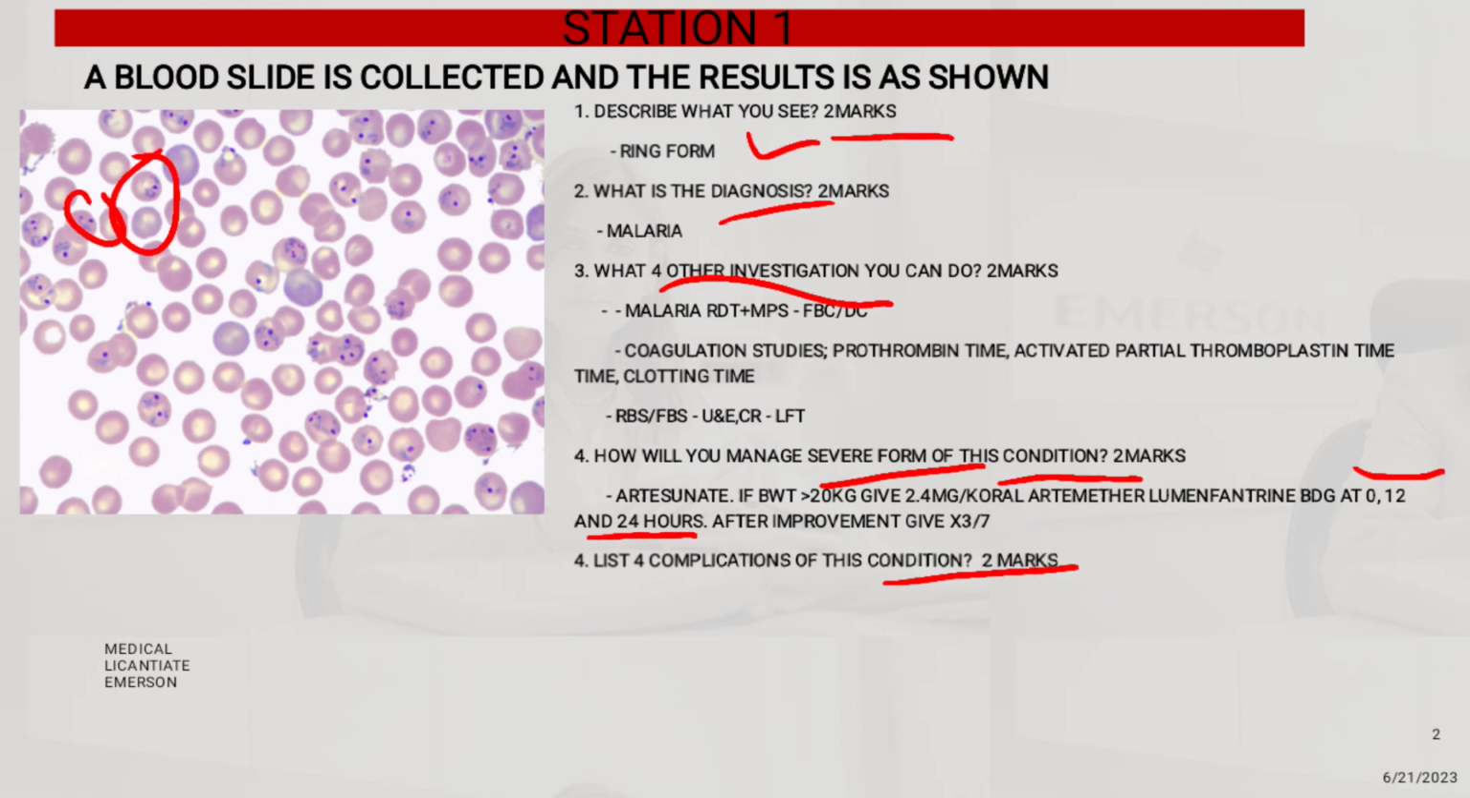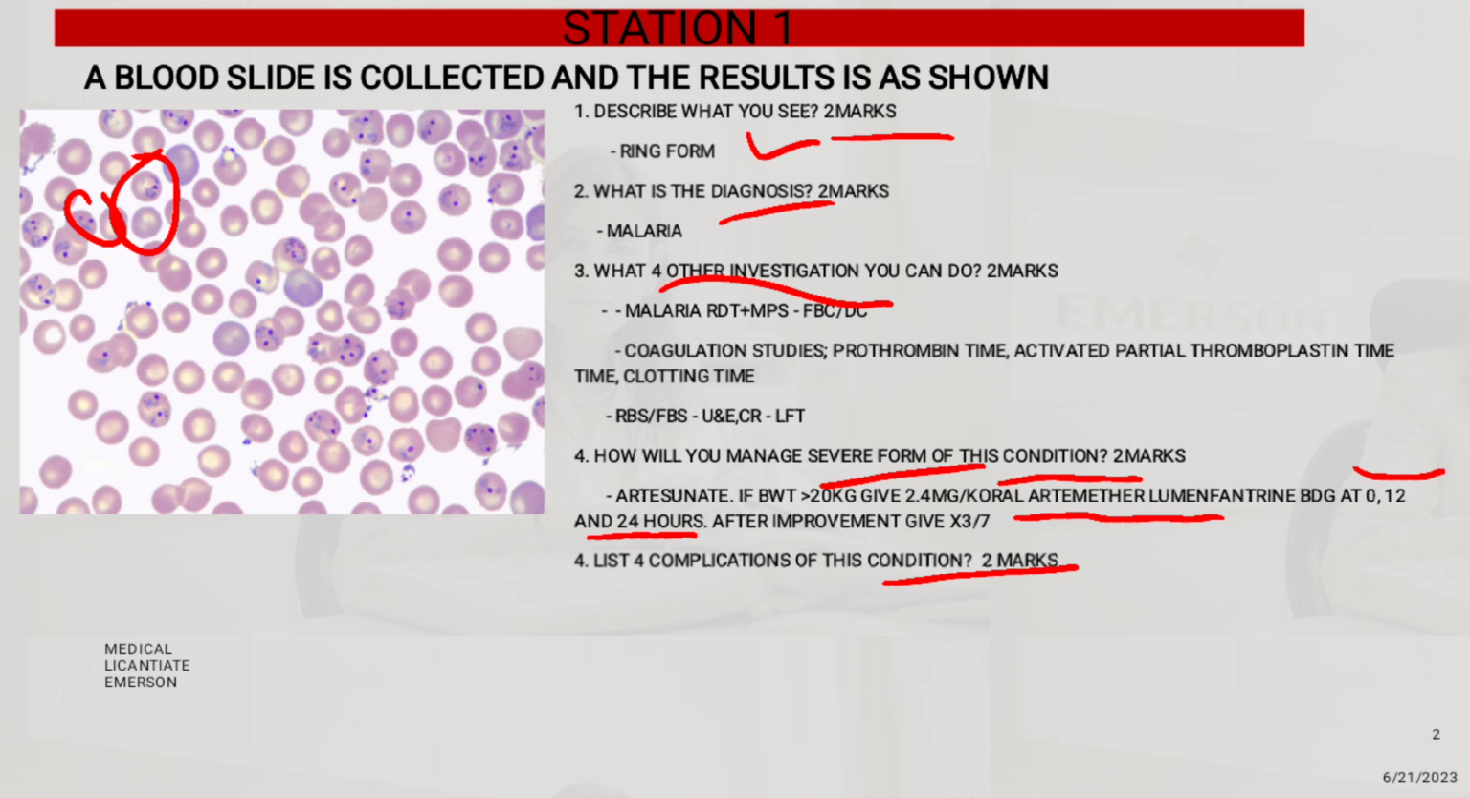Okay. So this oral artemether-lumefantrine was supposed to be here: after improvement, give oral artemether-lumefantrine BD for 3 days. So that was how the sentence was supposed to be. Sorry for this typo.